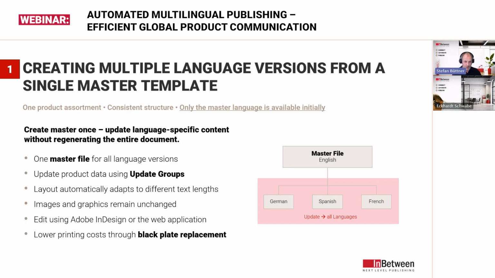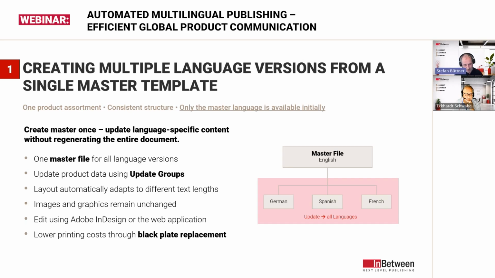But once you've created a document, you are using so-called update groups. Here in this case, of course, the update groups are based on the language-dependent text, but you can also use update groups maybe for prices, which of course change regularly, or for other attribute values. You're completely free in the project to use those update groups.